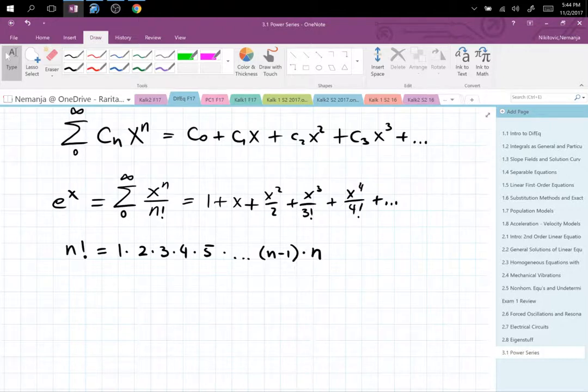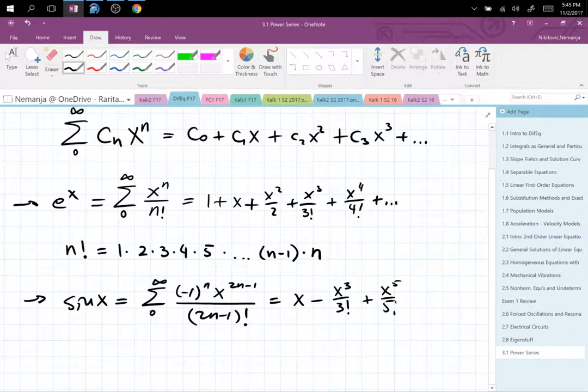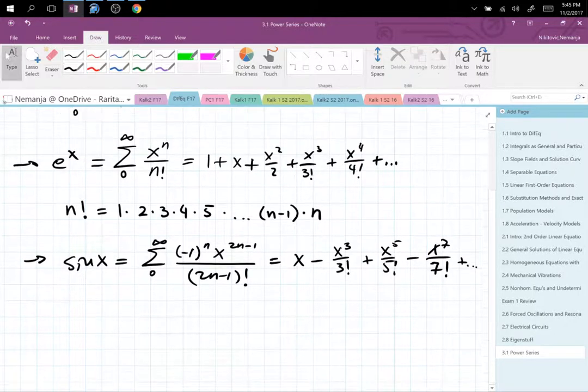Other power series which you guys know by heart are the expansions for sine x and cosine x. So the summation from 0 to infinity of negative 1 to the n times x to the 2n plus 1 over 2n plus 1 factorial. And this one works out to be x minus x cubed over 3 factorial plus x to the 5 over 5 factorial minus x to the 7 over 7 factorial plus ... going forever.